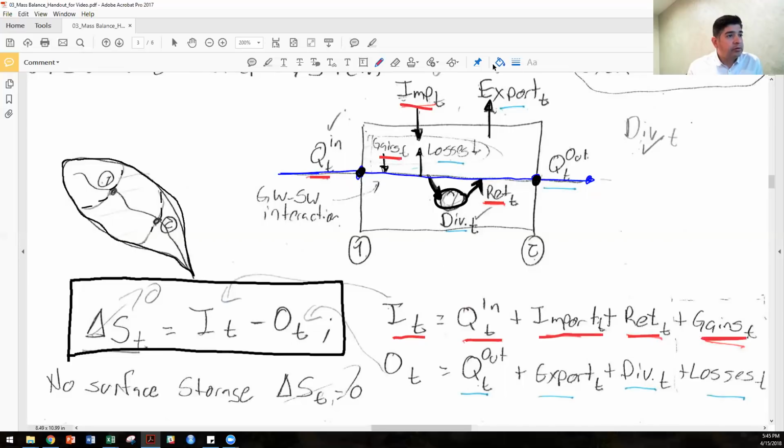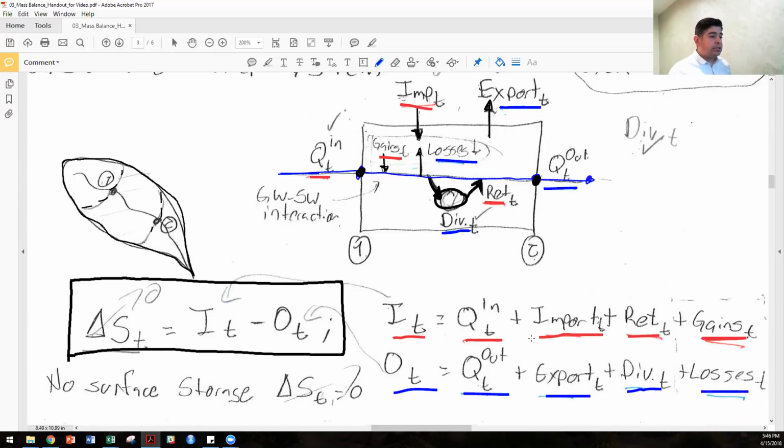In terms of the outflows, how much water is in this downstream gauge? What is the water exported, and what is the water diverted out of the river? How much of the water in the river is lost to the ground?